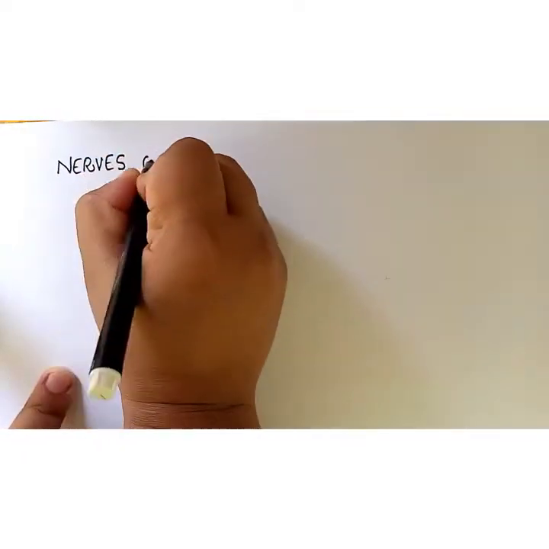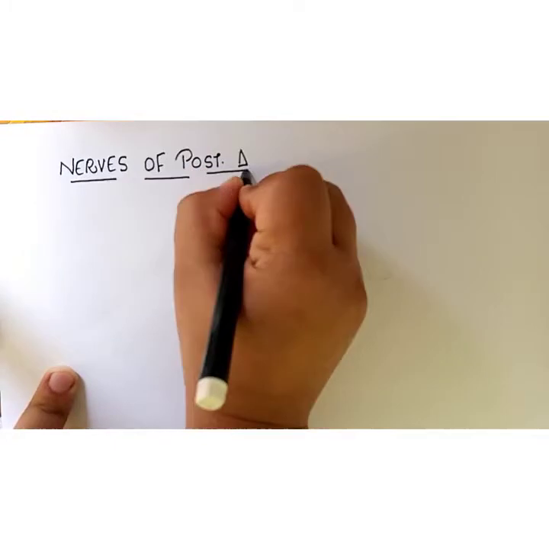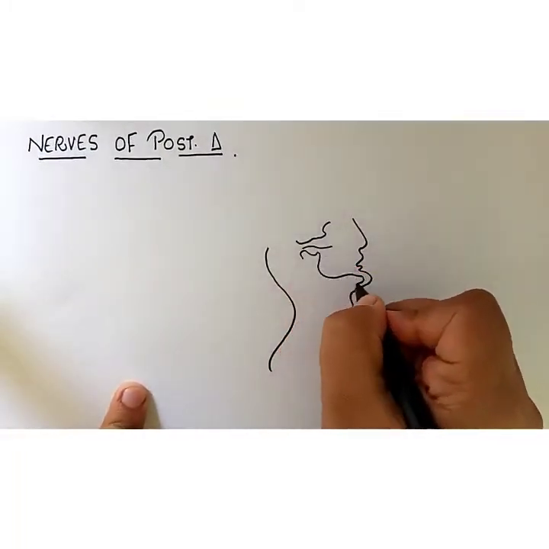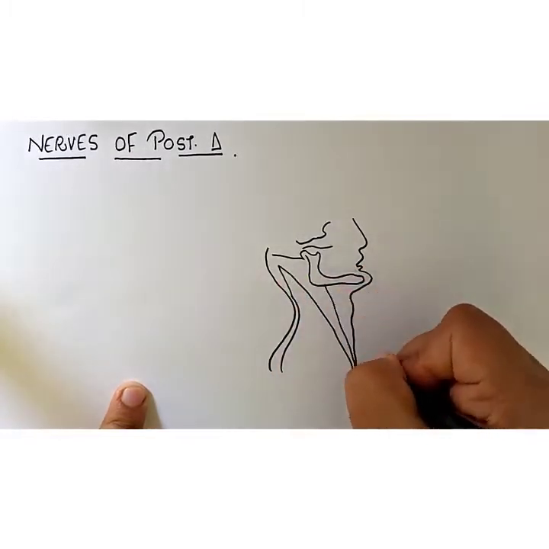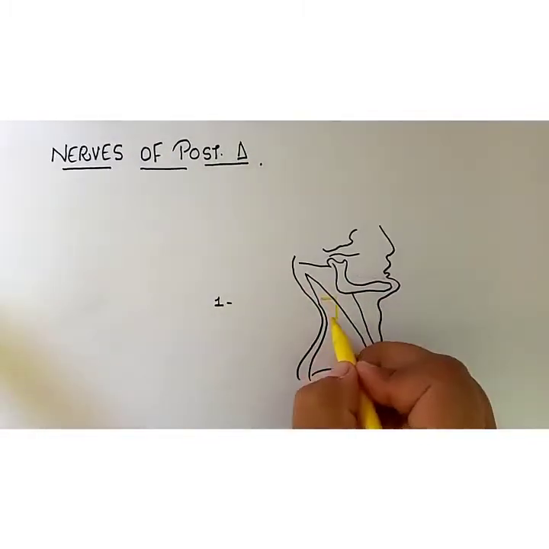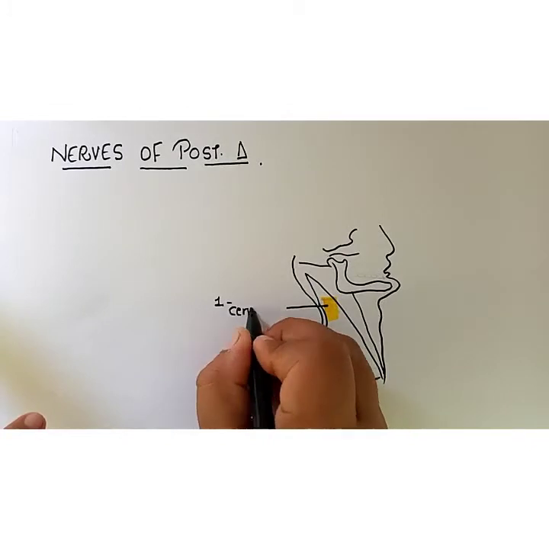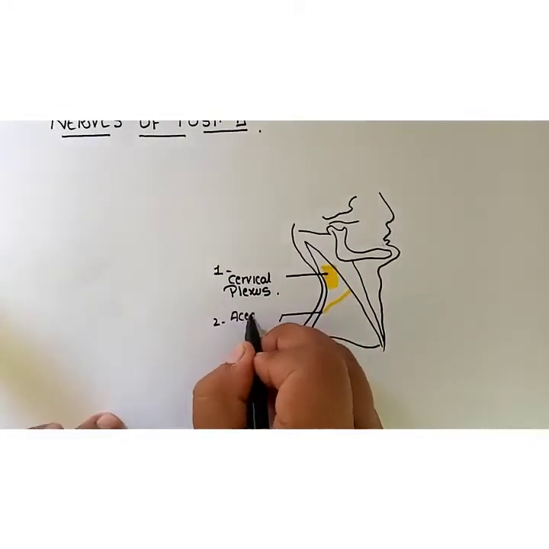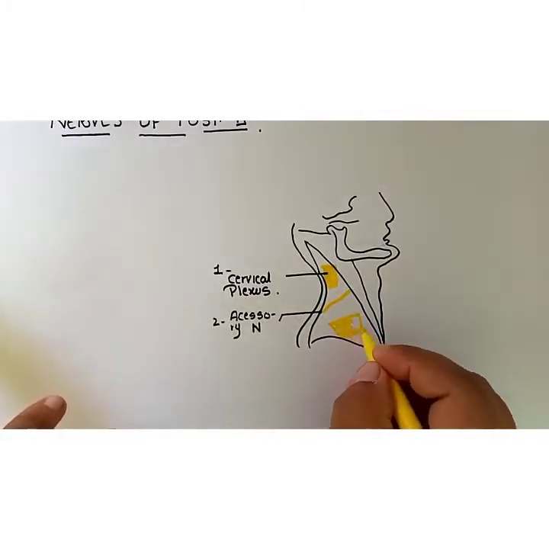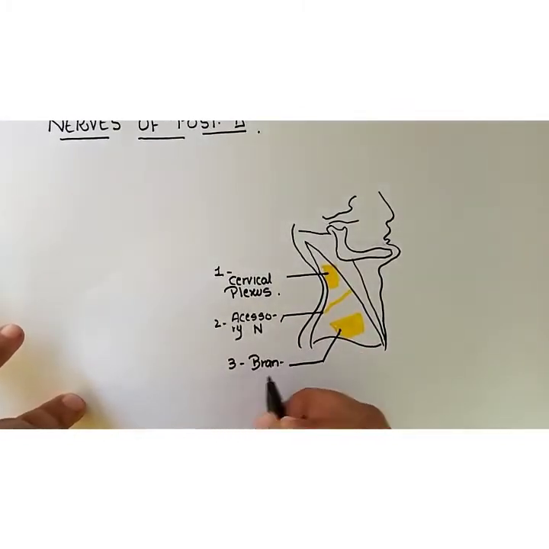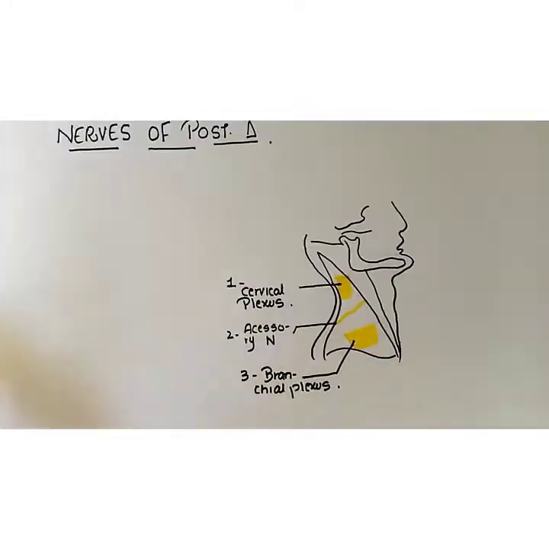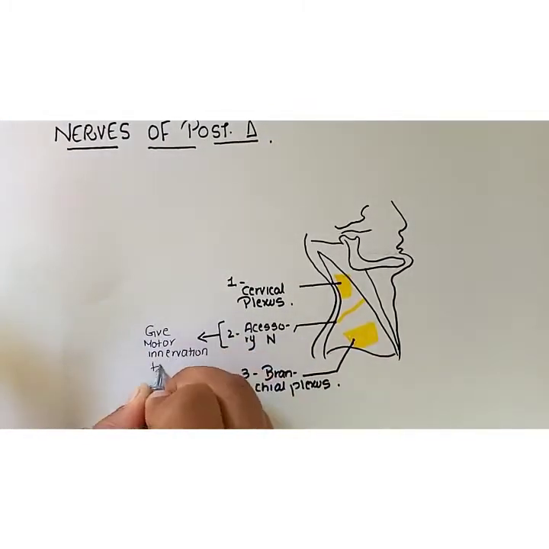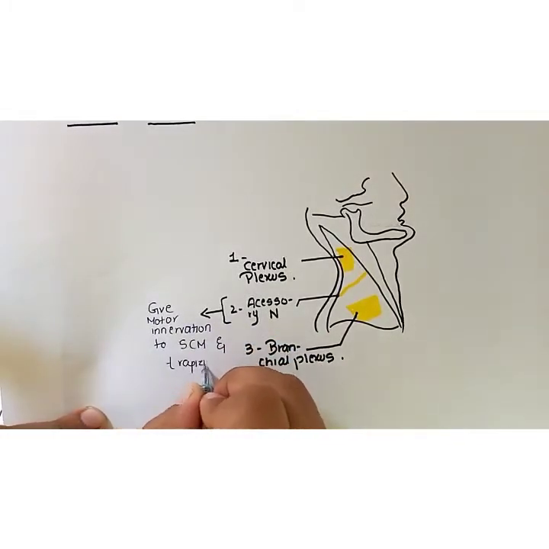So now I will explain about the nerves which are present within the posterior triangle. So here I will explain it by drawing the rough sketch. So the first is the group of the different nerves known as the cervical plexus, then the accessory nerve, and the third one is the brachial plexus, which is really important. So this accessory nerve has two roots, cranial and spinal root, and it gives motor innervation to sternocleidomastoid and trapezius.